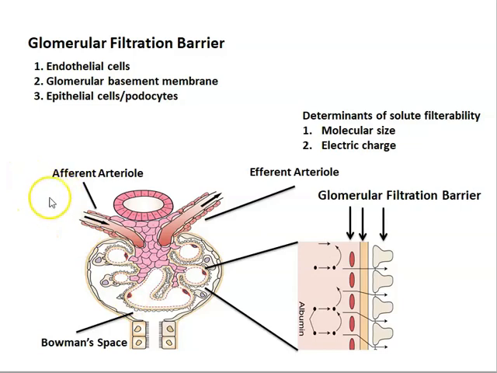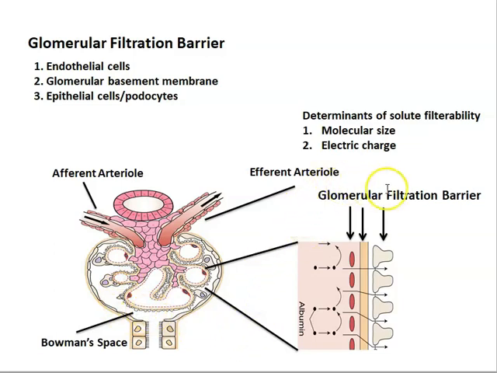Also shown here is blood flow to the glomerulus through the afferent arteriole, whereby filtration occurs within the glomerulus into Bowman's space, and blood is then drained into the efferent arteriole. For any solute to be filtered from the blood into Bowman's space, it is required to pass through the glomerular filtration barrier.